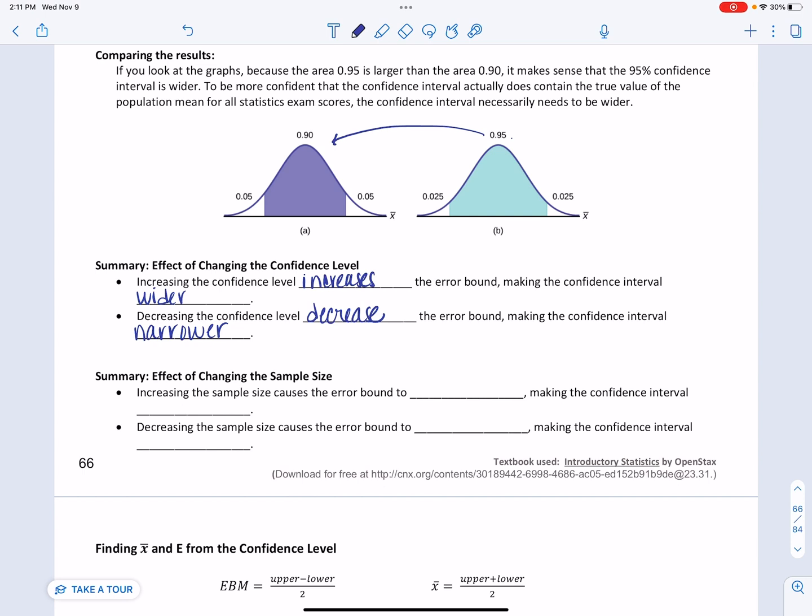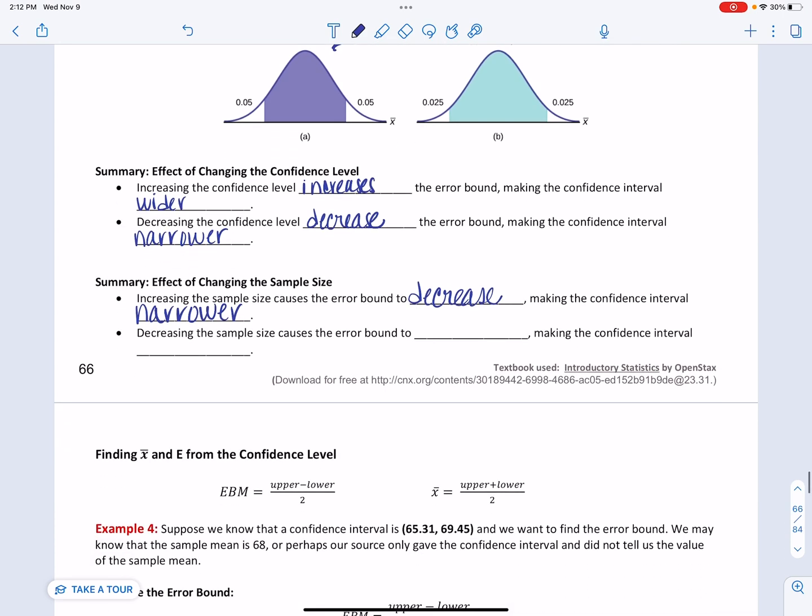And if we change the sample size, increasing the sample size causes the error bound to decrease, making the confidence interval narrower. Meaning that the larger the sample size is, the more accurate our estimate for mu will be. Decreasing the sample size causes the error bound to increase. So in other words, if we have a small sample, our chances of getting close to mu are going to be smaller than if we have a larger sample. That makes the confidence interval wider.